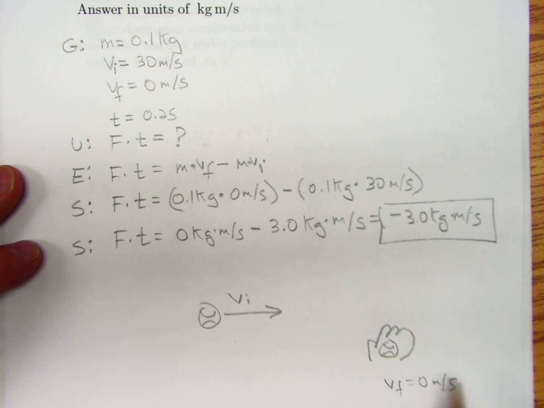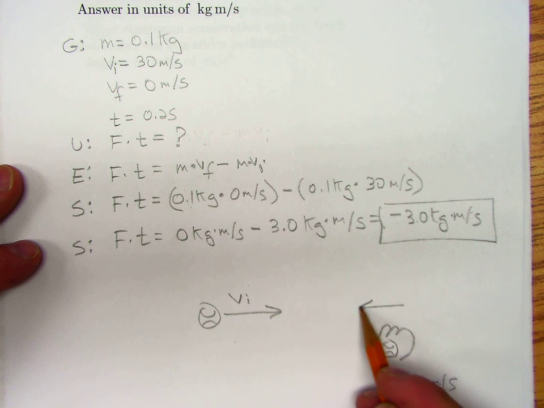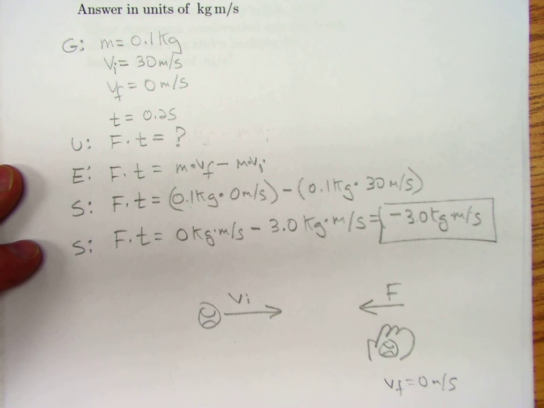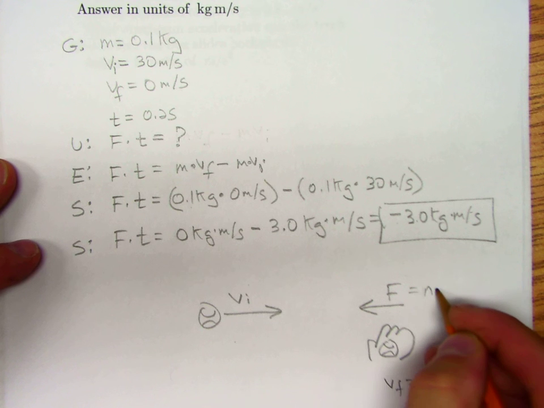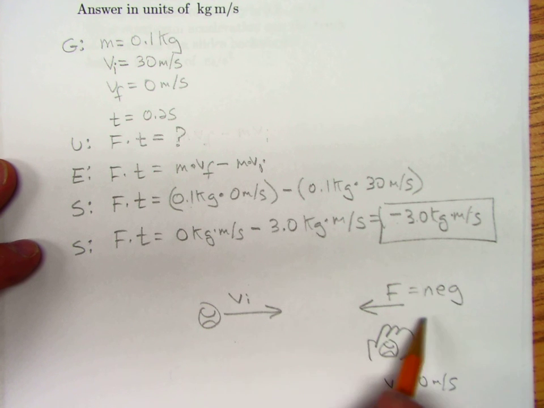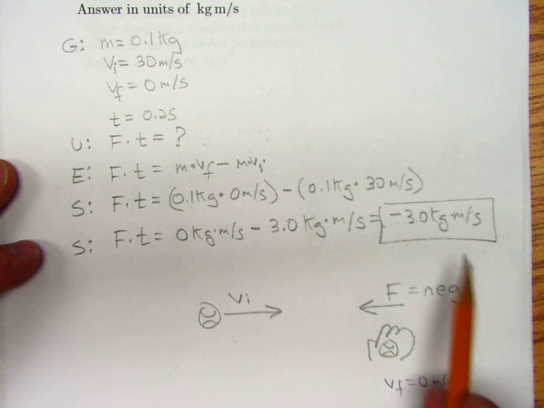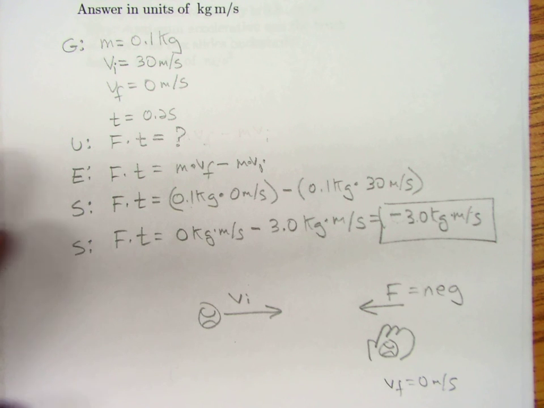So to slow something down, you have to push on it in this direction over a period of time to decrease its momentum. And so this force has to be negative. It's got to be a negative. If this is the positive direction from left to right, then from right to left is negative. So this negative sign makes a lot of sense.